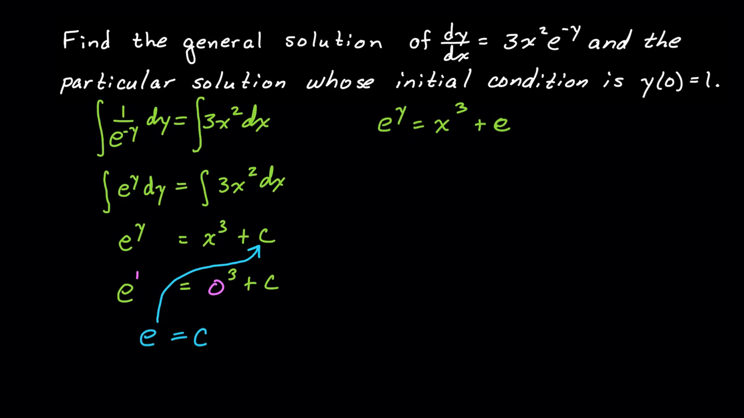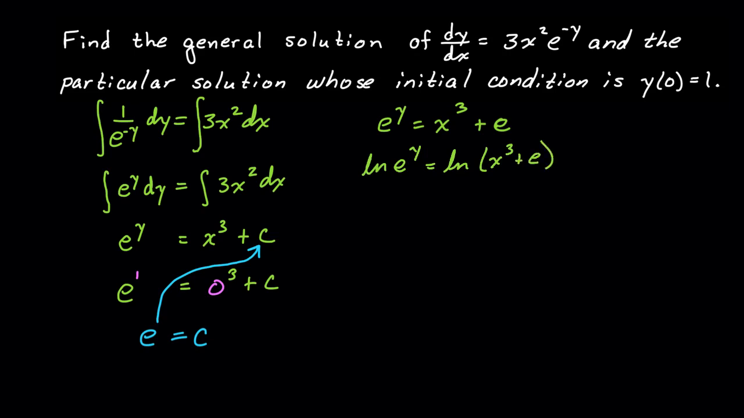Our next step is to solve for y, or isolate the y. Anytime that you have e raised to a power where your variable is in your power, the way that we get our variable out of the exponent is by taking the natural log of both sides of our equation. All right, so that will give us the natural log of e raised to the y equals the natural log of x cubed plus e.